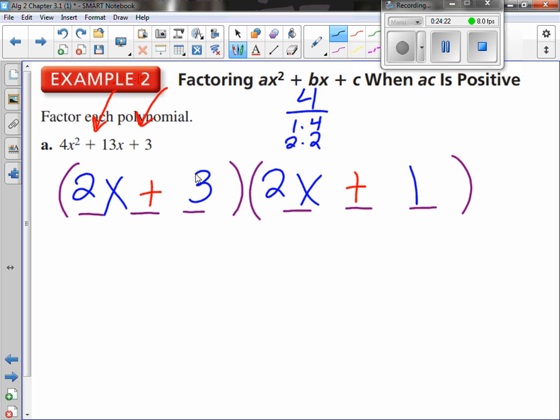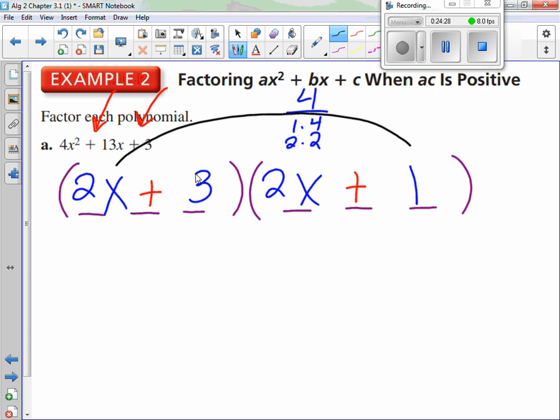Well, yeah, because those are the factors of 4x squared. It has to be. 3 and 1 have to get me back to 3. So the only ones we're really worried about are here and here. 2x times 1 is 2x. 3 times 2x is plus 6x. That gives me 8x, yes? Is that the middle term? No, it's supposed to be 13, so that doesn't work.